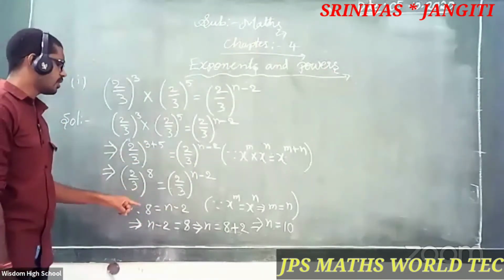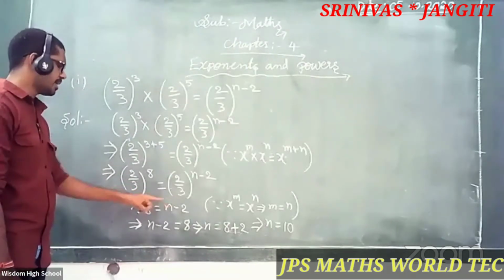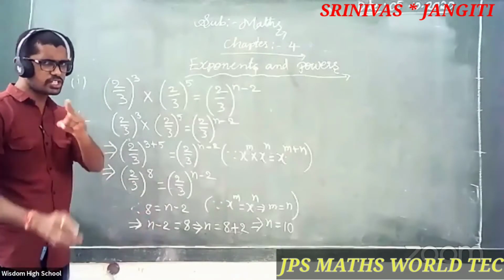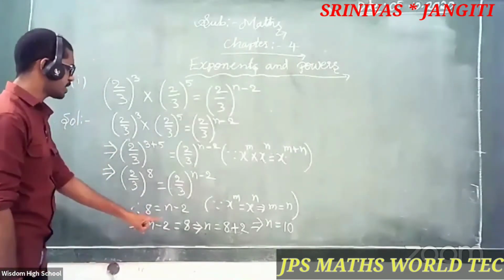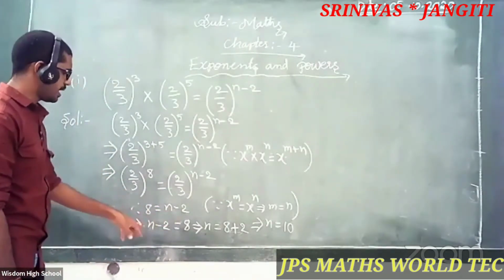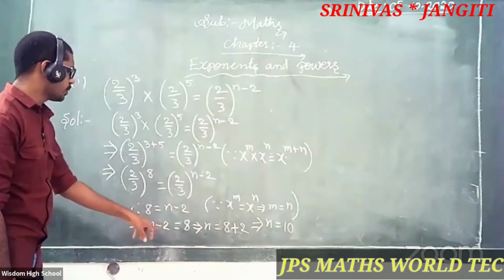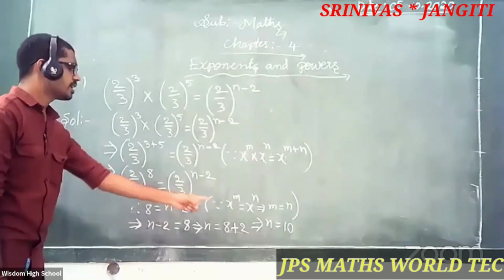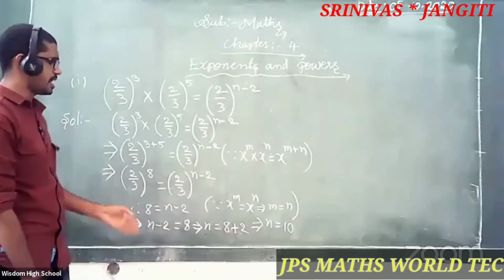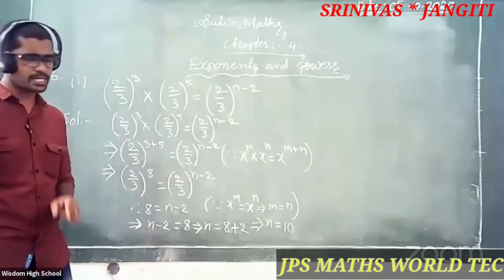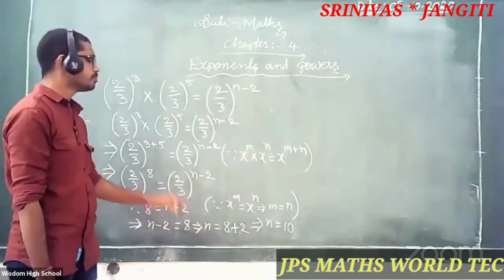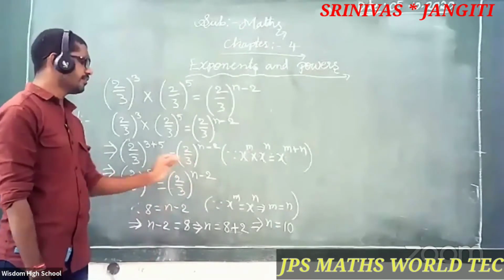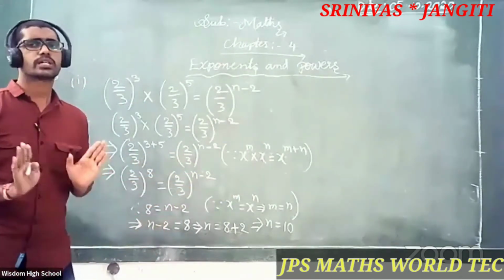Then what do we find out here? n minus 2 is equal to 8, or 8 is equal to n minus 2. LHS equals RHS, RHS equals LHS, you know. That's why n minus 2 is equal to 8. Here you want only n, you don't want minus 2. Minus 2 sent to that side becomes plus, because negative becomes positive and positive becomes negative. Then n is equal to 8 plus 2. Therefore, n is equal to 10.